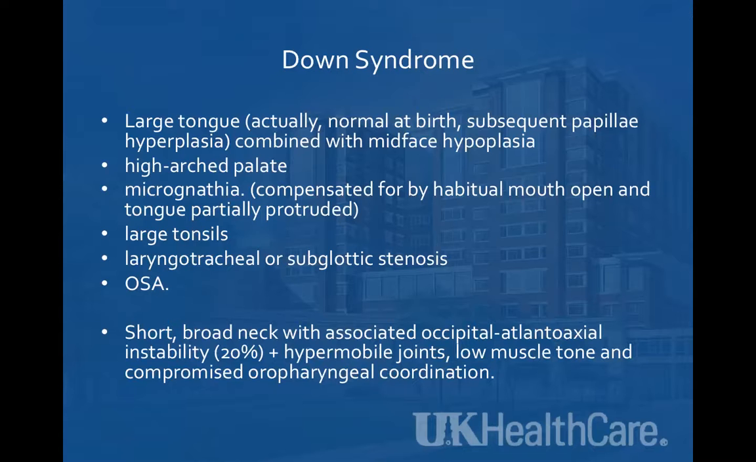They do have hypermobile joints, which of course is also a risk factor for you. Combine that with low muscle tone and the compromised oropharyngeal coordination, and you have aspiration and post-op ventilatory failure risk that all need to be considered when you're discussing preoperatively with the family and the patient, and when you're planning for extubation and your anesthetic plan.